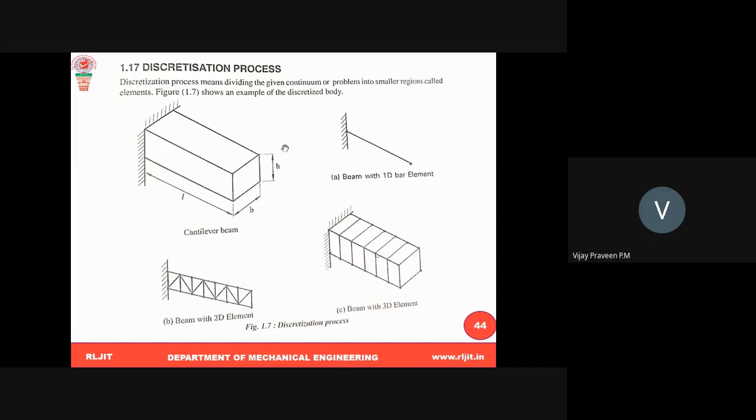Hello? Yes, sir. If instead of 1D analysis, I do 3D analysis for this type of beam problem, what is the main drawback that will come?